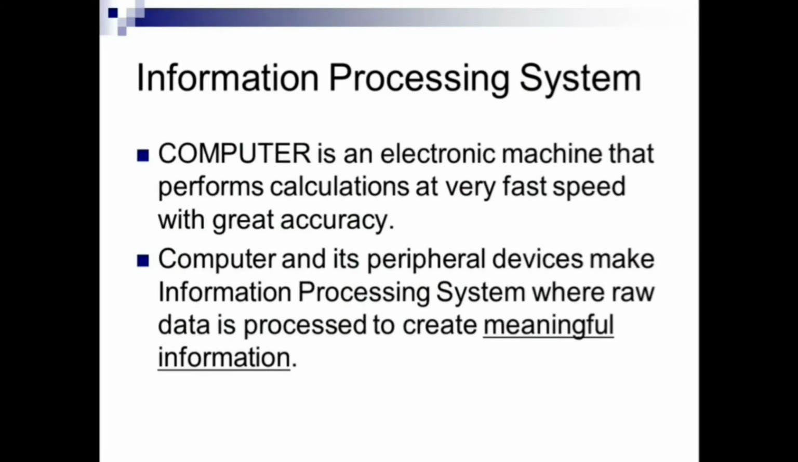In Information Processing System, first let's define computer. We can say computer is an electronic machine that performs calculations at very fast speed with great accuracy. Computer and its peripheral devices make information processing system where raw data is processed to create meaningful information.